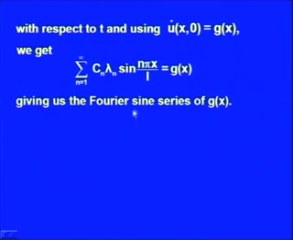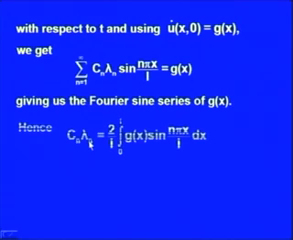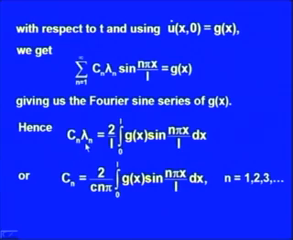again giving us the Fourier sine series of the function g(x), and therefore C_n λ_n will be equal to 2/L times the integral from 0 to L of g(x) sin(nπx/L) dx. Now, let us put the value of λ_n as cnπ/L, then we will get C_n as 2/(cnπ) times the integral from 0 to L of g(x) sin(nπx/L) dx, where n takes values 1, 2, 3 and so on. Let us call it equation number 3.